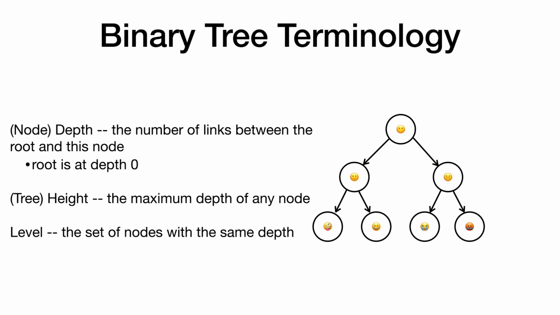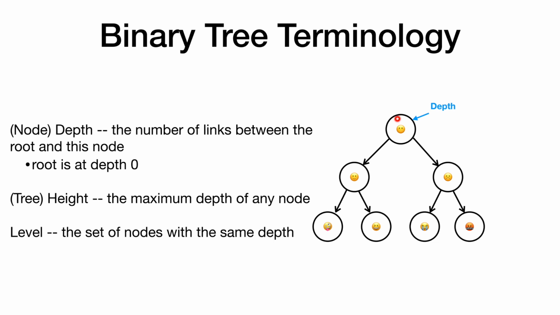So there's a couple pieces of terminology that we use with binary trees that will help us as we describe them. The first are a set of values that we can extract from the tree. Numerical values tell us something about the size of them in different ways. So the first thing is the node depth. The depth of a particular node is how many links between the root and the node that we're looking at.